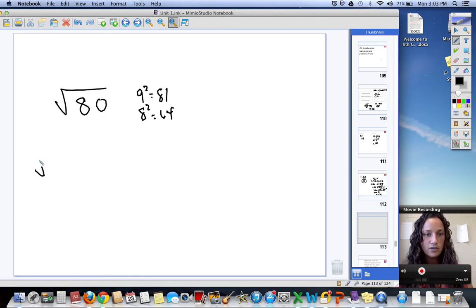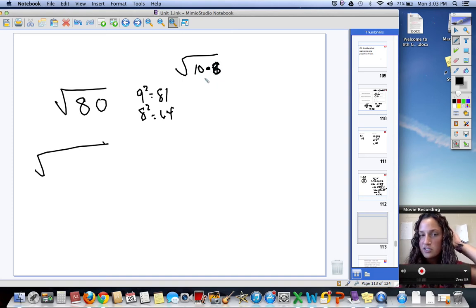I can think of numbers that multiply to give me 80, just like this could have been 10 times 8. But I don't want to use 10 and 8 because those aren't perfect squares. I want to have the number 9 in there because 9 is a perfect square. Or I want to have numbers that are perfect squares. So 4 is a perfect square. 9 is a perfect square. 16 is a perfect square. So I want to have something like that.